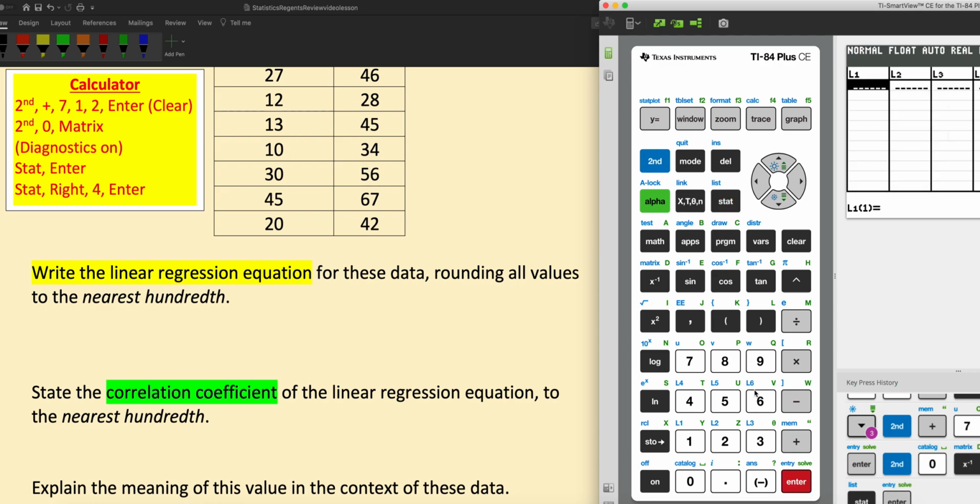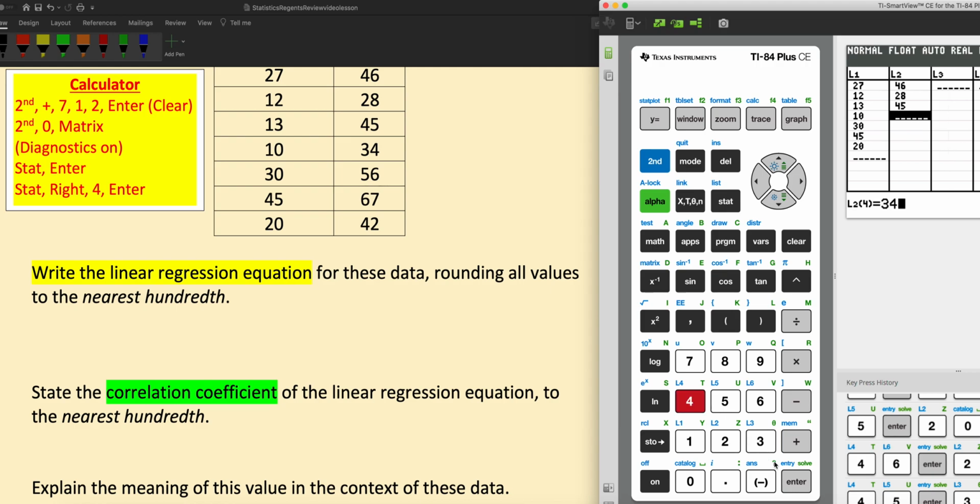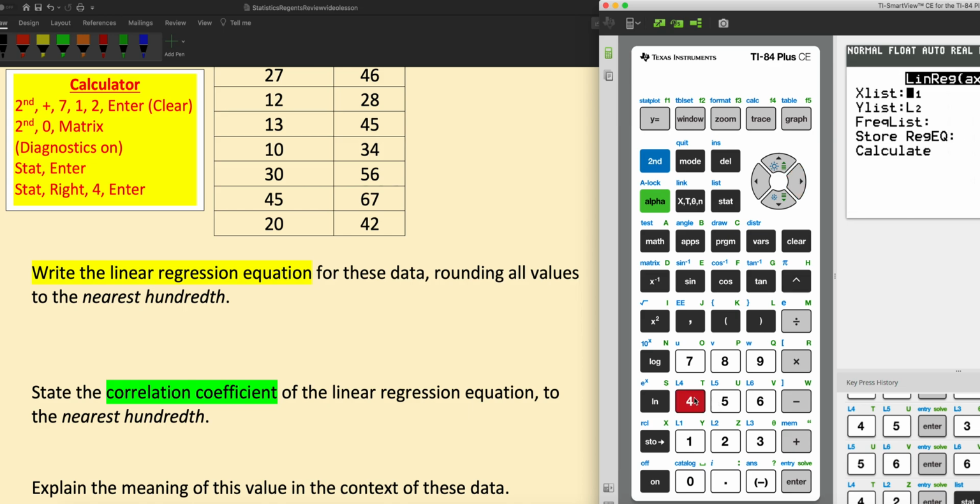L1, L2. 27, 12, 13, 10, 30, 45, and 20. Hit the right arrow to get to L2: 46, 28, 45, 34, 56, 67, and 42. Stat right 4, enter. Stat right 4.